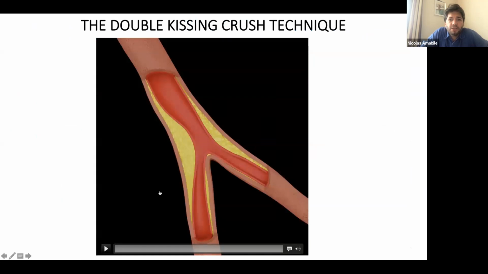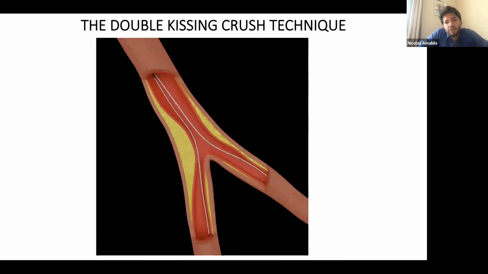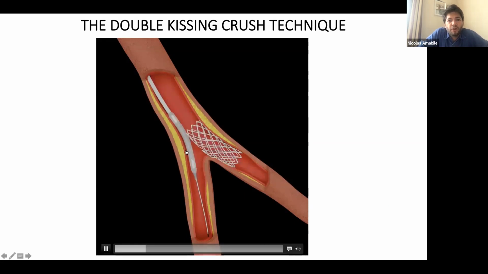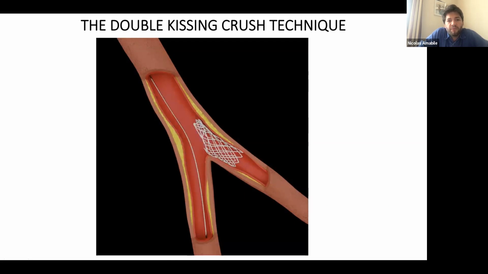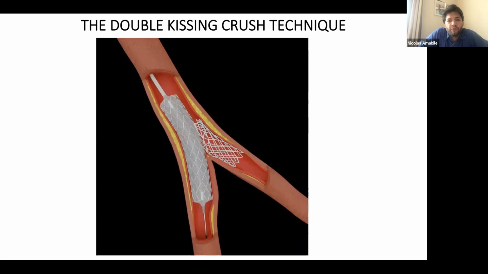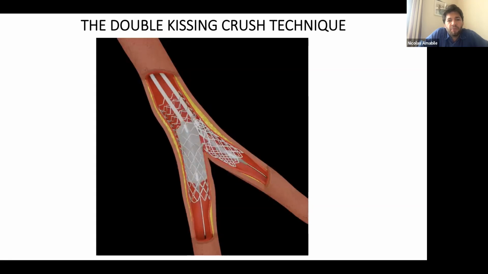The DK Crush is supposed to be very challenging and quite technical, and it's true that it's probably longer compared to the provisional one, but it's not that complicated. You just have to remember all the steps, and this video will show you. First, you wire both branches and dilate the side branch and main branch. You then implant a stent with mild protrusion on the side branch. You crush it and then perform your first kiss through the crushed stent, which leaves room for implanting the second stent, then POT. And finally, you rewire both branches and perform a final kissing inflation and a final re-POT.